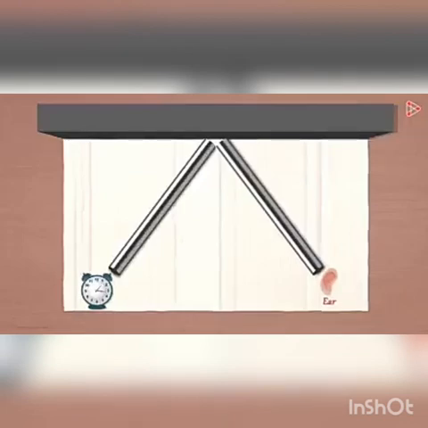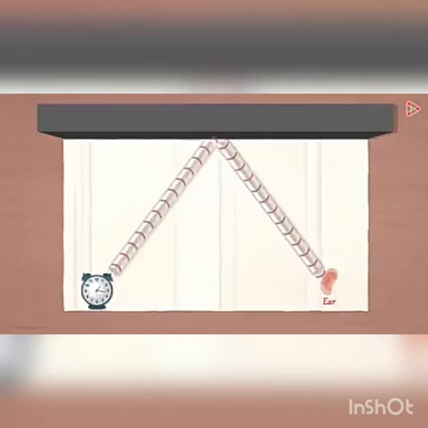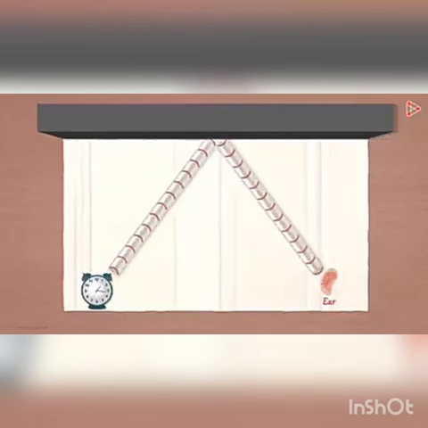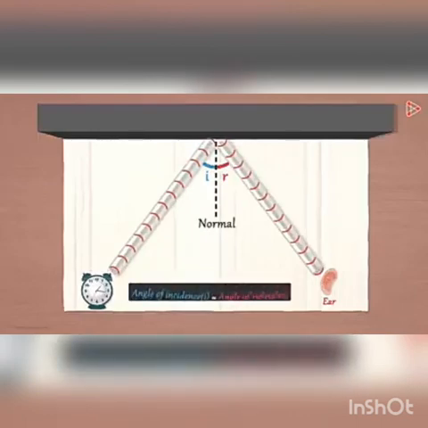This is an example of reflection of sound. Yes, you are hearing the reflected sound. The sound wave from the clock passes through this pipe and is incident on the wall. It gets reflected and passes through the other pipe and enters your ear. You will notice that these two angles are approximately equal. The angle of incidence will be equal to the angle of reflection if we ignore any human errors.